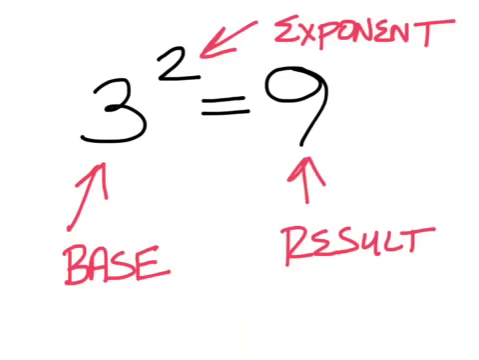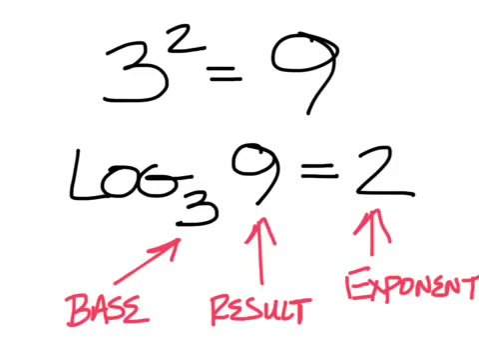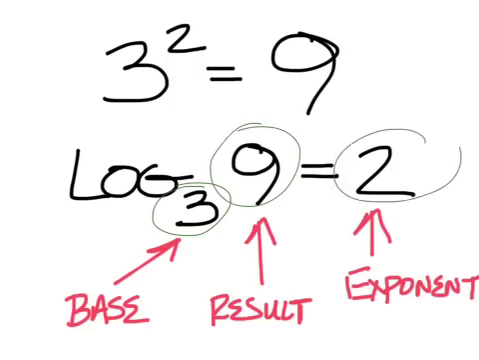Alright, so we have 3 squared equals 9. Here's a very basic example. You have a base, an exponent, and a result. As long as you know that in this form, the 3 is the base, the 2 is the exponent, and the 9 is the result, you'll be doing very well. If you write it in logarithm form, remember the base is 3, it goes there as a subscript. The result is 9, it goes there, and it equals 2, which was the exponent from the exponent form. Log base 3 of 9 equals 2.